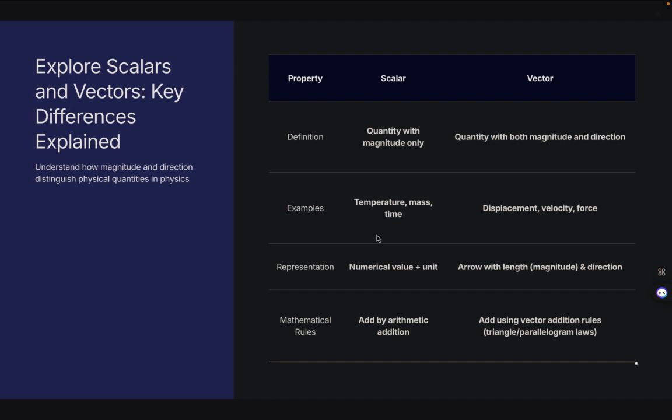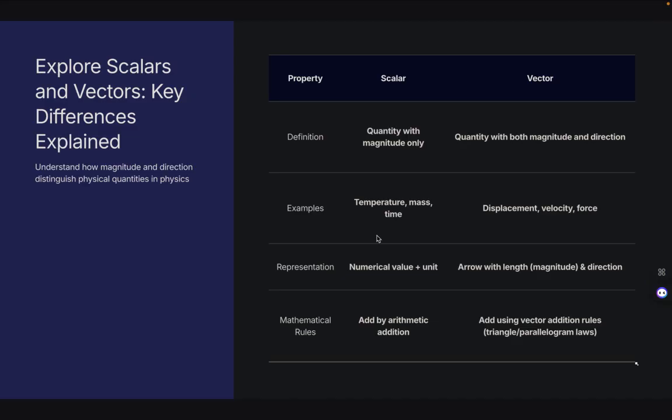So let's explore vectors and scalars and the key differences. Let's start with the definition. A scalar is a quantity with magnitude only. So anything that describes a quantity with only a magnitude is considered scalar. Meanwhile, a vector is a quantity with both magnitude and direction.